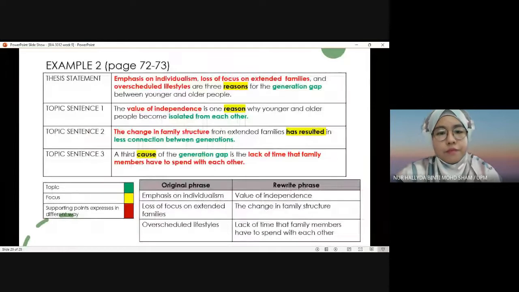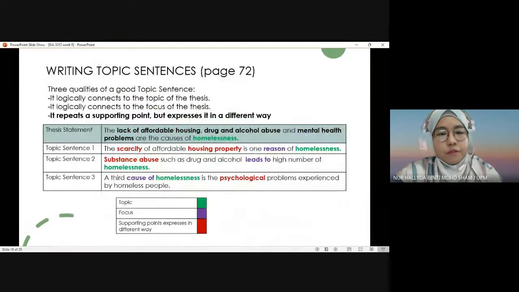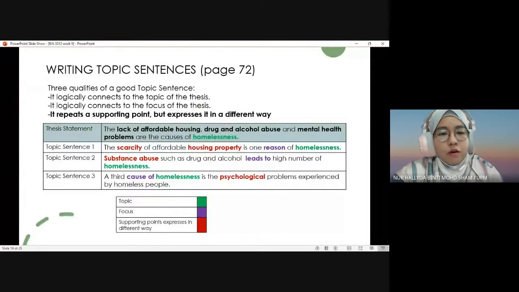For example, let me give you a situation. For example, the topic on the lack of affordable housing. Let's say you want to elaborate on the lack of affordable housing, right? It is a reason why people become homeless. So, for example, your example consists of the average price range of housing property in a specific country.